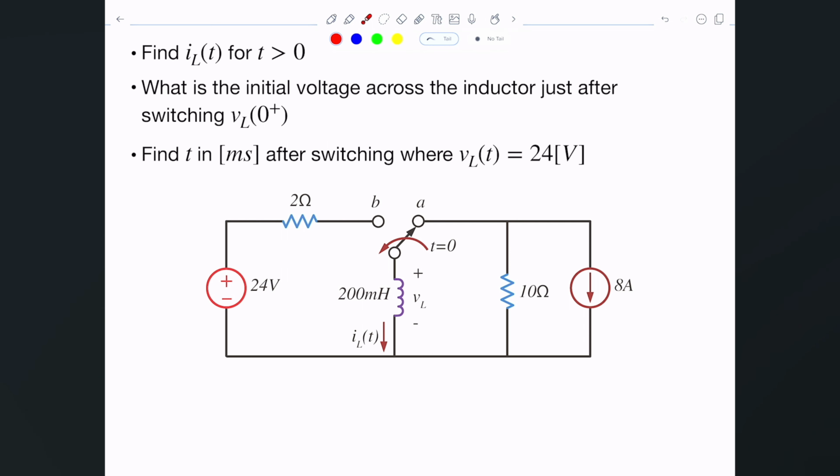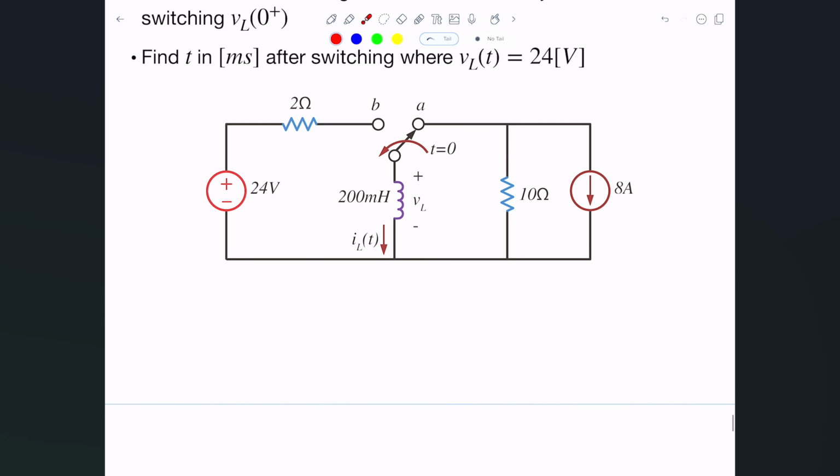So if you take a look at it, we're going to assume that the switch has been at A for a very long time, and then at some point, which is time equals 0 or t equals 0, we'll switch it to B, and we're going to find the current flowing right before it and afterwards, basically for t greater than 0. Actually, it's greater than or equal to 0, it's the same. And also we're going to see what the initial voltage across it is, and we'll solve another exercise in here, which is to find the voltage across 24.